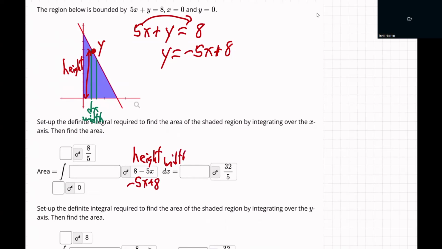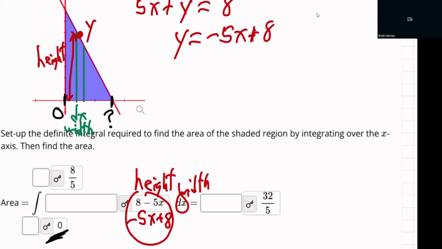dx is the width right there. So we have the height and the width. That's how you find the area of a rectangle, right? Height times width tells you the area of a rectangle. So we're going to have a whole bunch of rectangles. Their height is 8 minus 5x or minus 5x plus 8, either one, times the width is dx. That's the thickness. A bunch of those rectangles, and we're going to add them up starting right here at 0 all the way to what? Starting at 0 all the way to what's that going to be there?